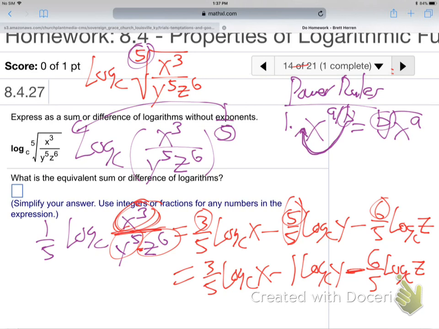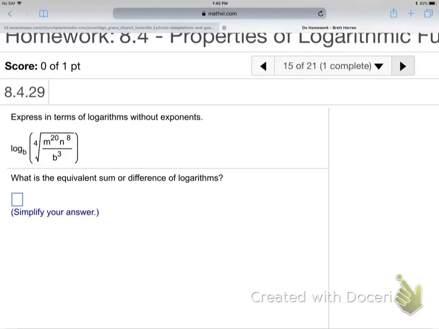How are we doing? We good? And all the powers just go to the front, don't they? So the 5th root became a 1/5 power, went to the front. Then the 3, the 5, and the 6 went to the front of each of them also. All right, so try that one.